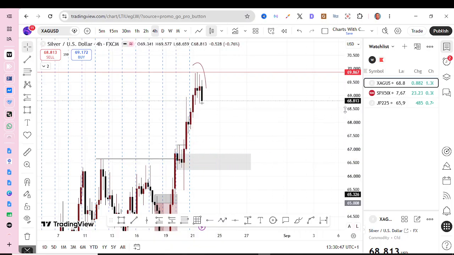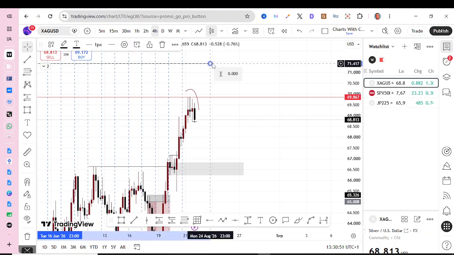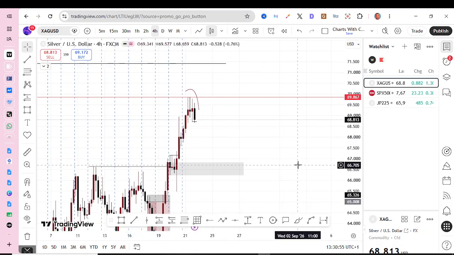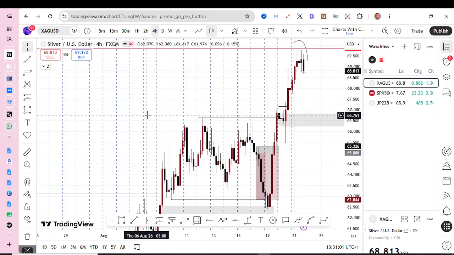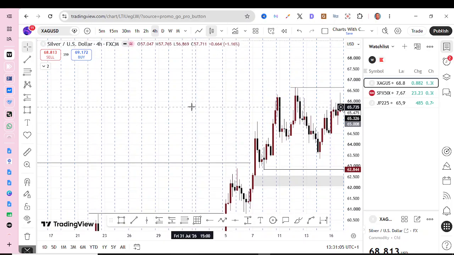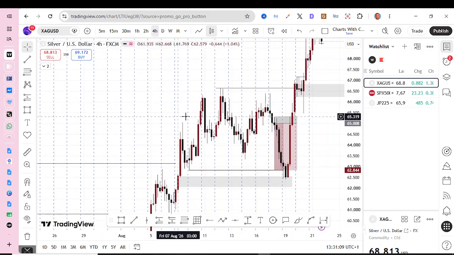So either of these two zones price will buy from, and then this will be our overall buy target. That is what I'm expecting on silver for next week. So you see how easy it is to frame your bias, right? Just with the understanding of market structure.